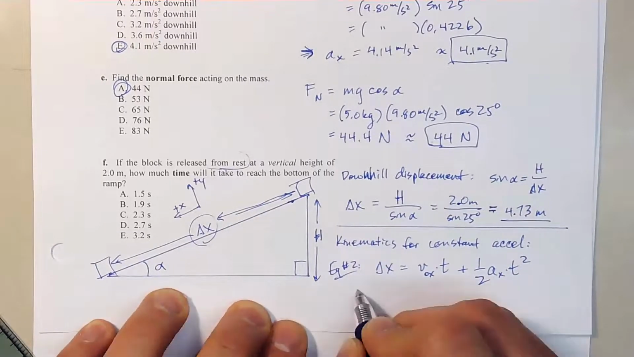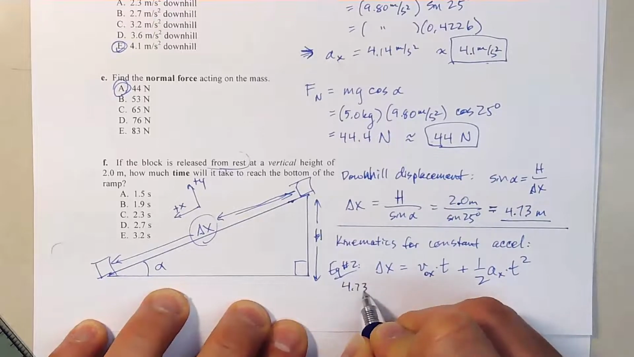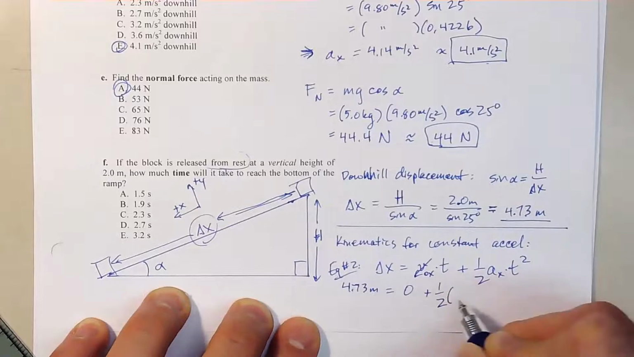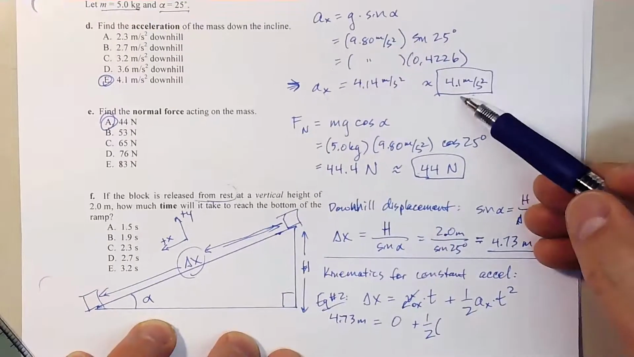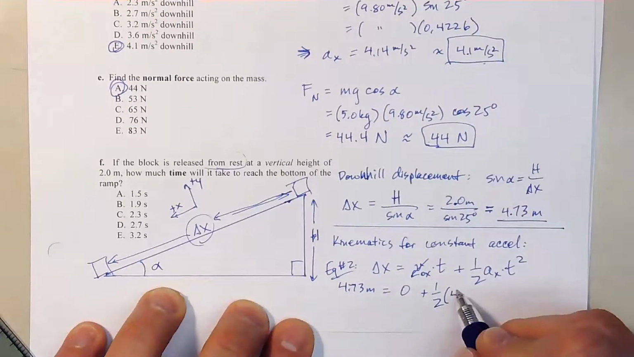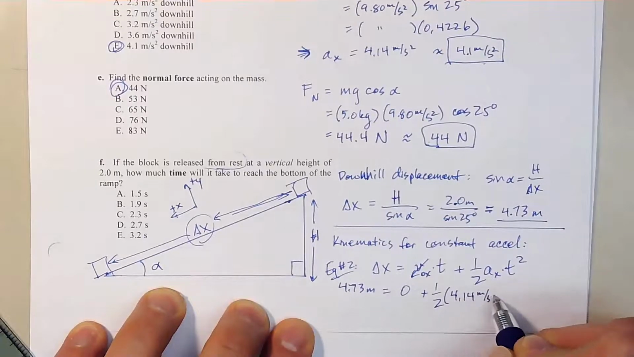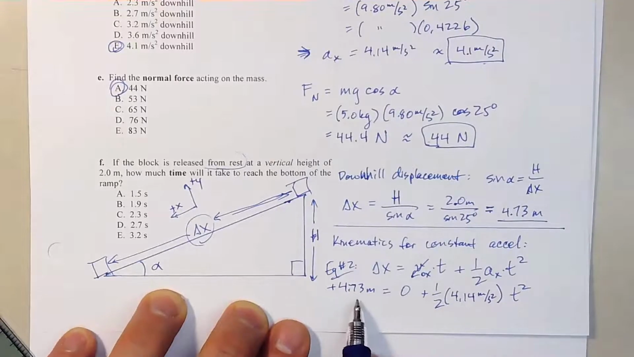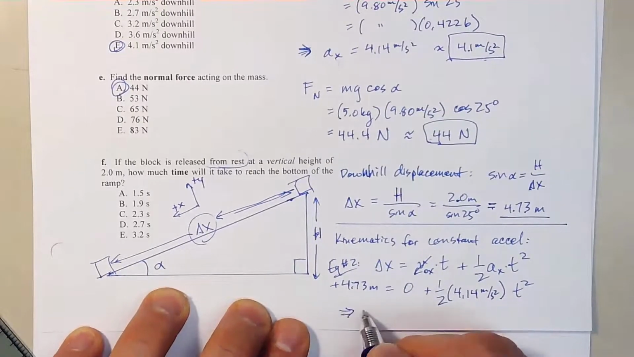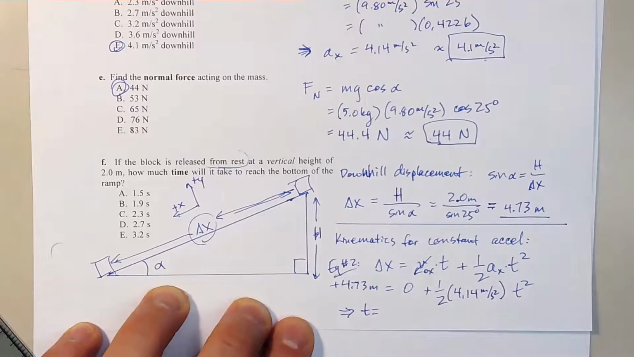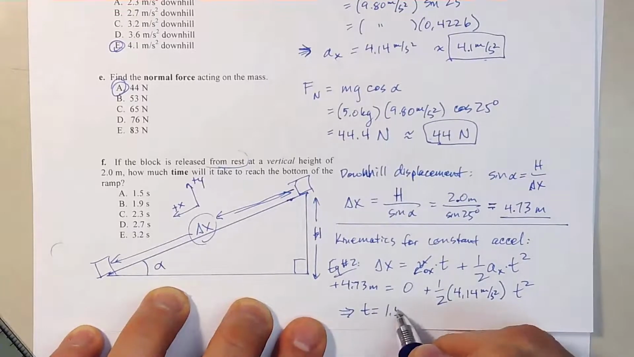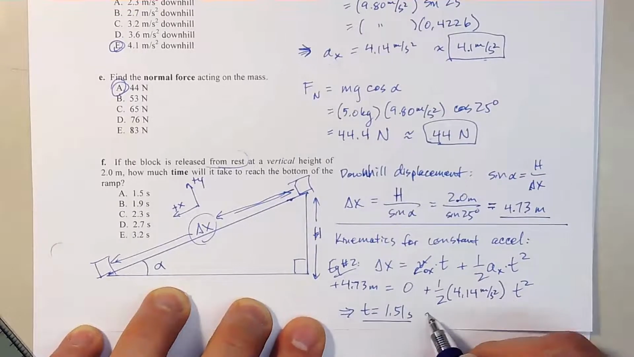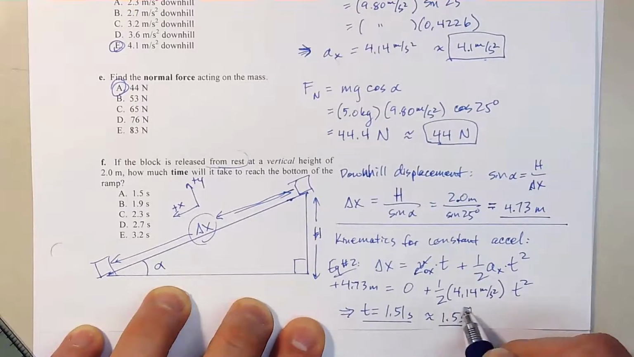So it looks like this is going to be 4.73 meters is equal to 0 plus 1/2. Again, positive x is the downhill direction. So I have a downhill acceleration, keeping my extra sig fig for now. And this is a positive displacement because it's a downhill displacement. And that allows me to solve for the time as 1.51 seconds. Now I can round to 2 sig figs for my final answer.